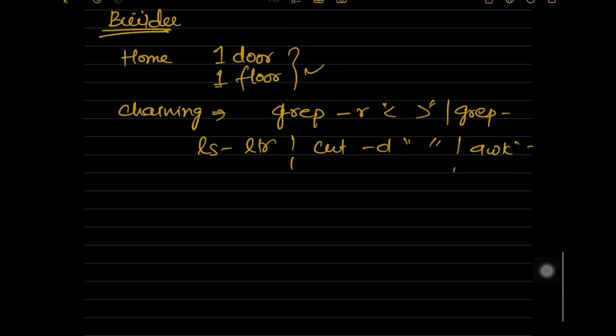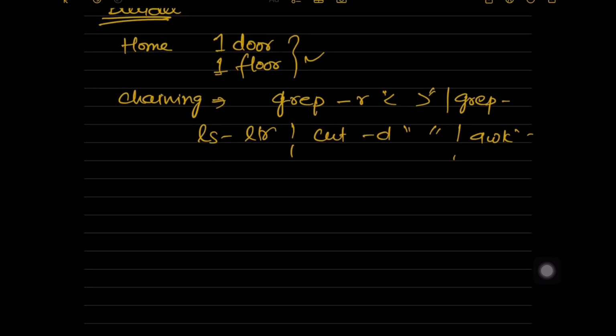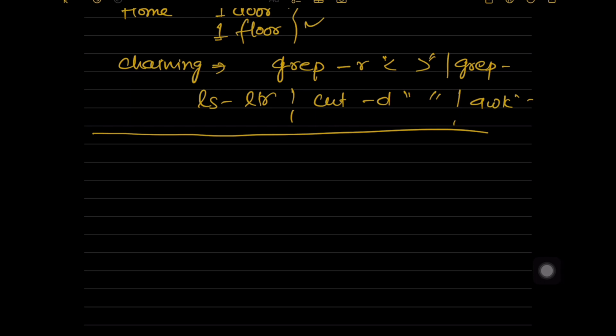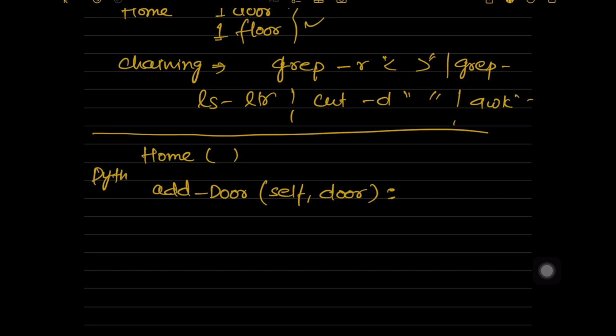Similar chaining can be done in this for solving this problem too. Okay, I'll take you to the code later. Let's see how it happens. So now we can have one home, and for each object we can have, say, add door. And if we take a constraint like door, I'm writing it in Python. I'll show you code also in Python.